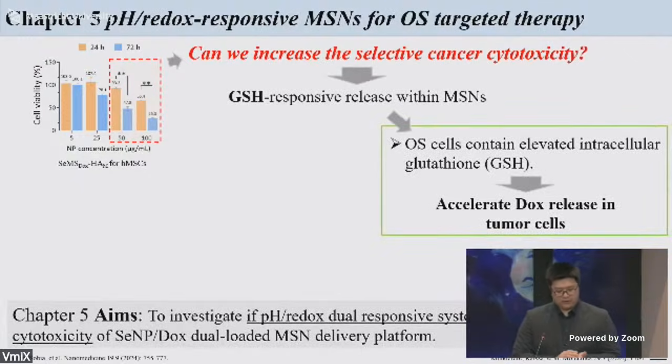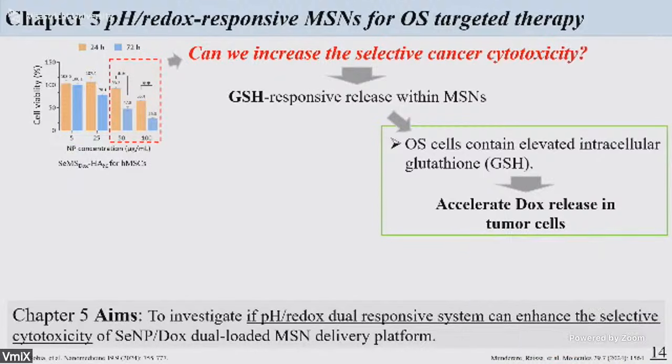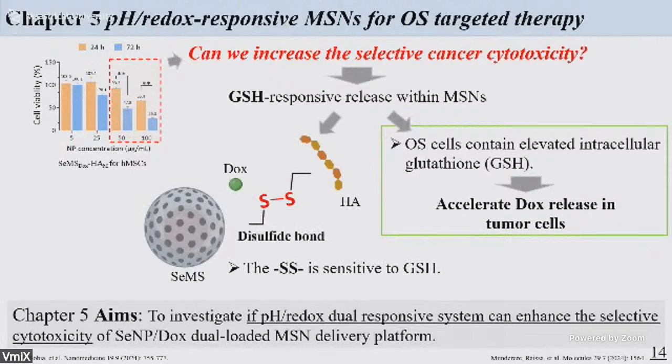We hypothesized that introducing extra glutathione responsiveness within the MSN-based delivery system could achieve this goal. This is because osteosarcoma cells contain a higher intracellular glutathione level compared to healthy cells, which might accelerate the degradation of nanoparticles and also allow dox release intracellularly. In this study, we introduced disulfide bonds between the MSN and HA coating to induce glutathione responsiveness because of its higher sensitivity to glutathione.